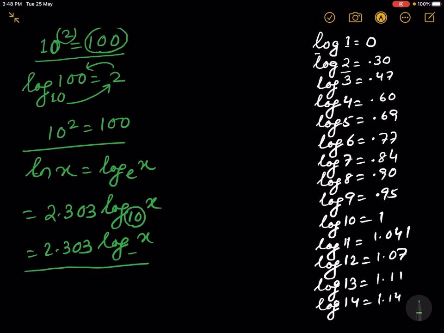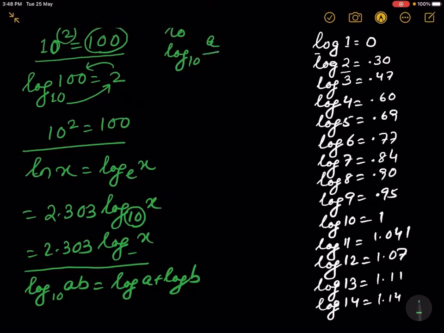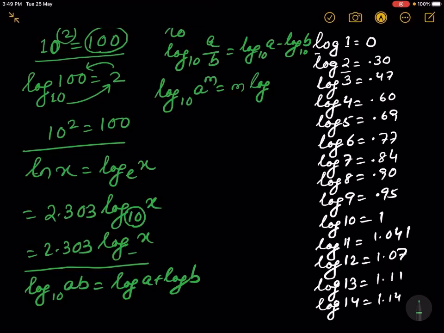Then some rules are there. Log 10 of AB is equal to log A plus log B. Log 10 of A by B is equal to log 10 A minus log 10 B. Log 10 of A to the power m is equal to m log A. This m is written before the logarithm.